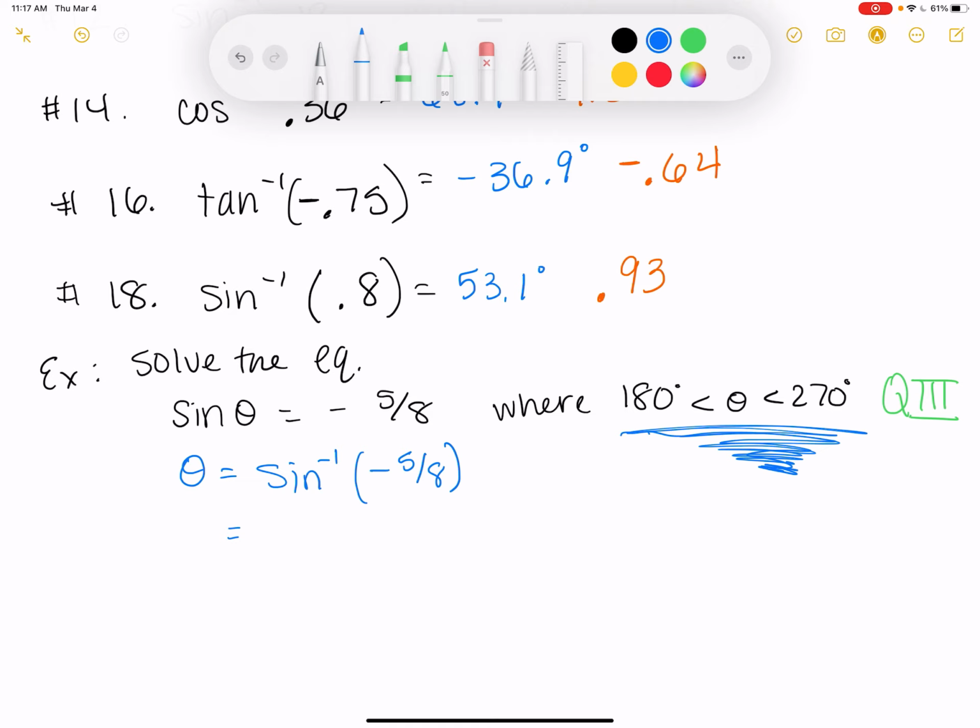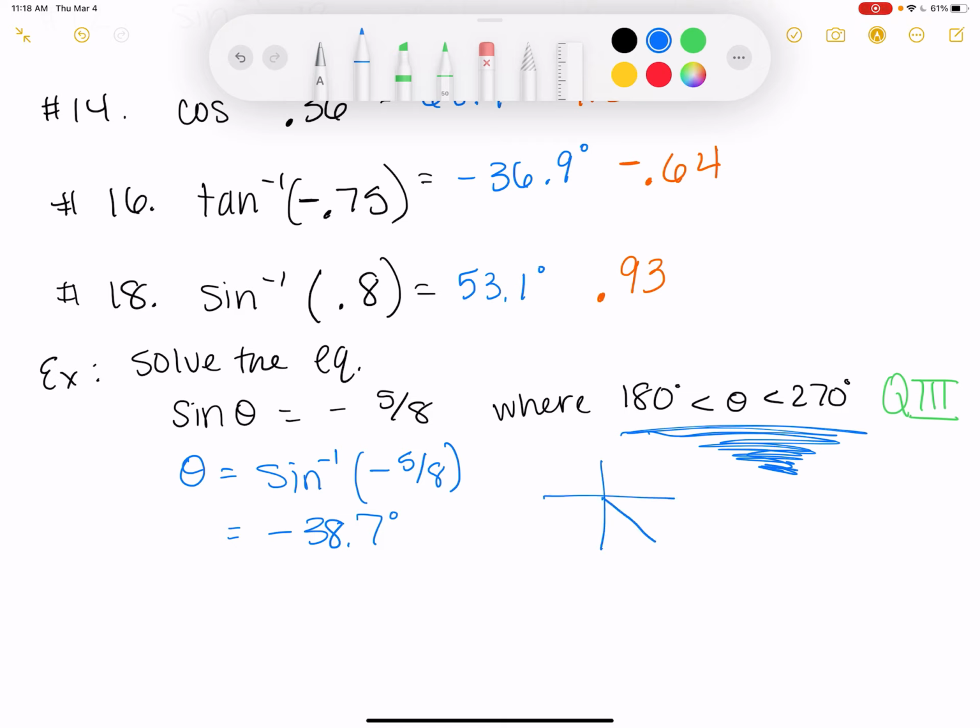I got negative 38.6. Something's not right because it's not in between 180 and 270. Does that mean we have to do that weird formula thing that I said I didn't like? Sort of. Okay, negative 38.7. That actually puts me down in quadrant 4. But I need the answer to be in quadrant 3.